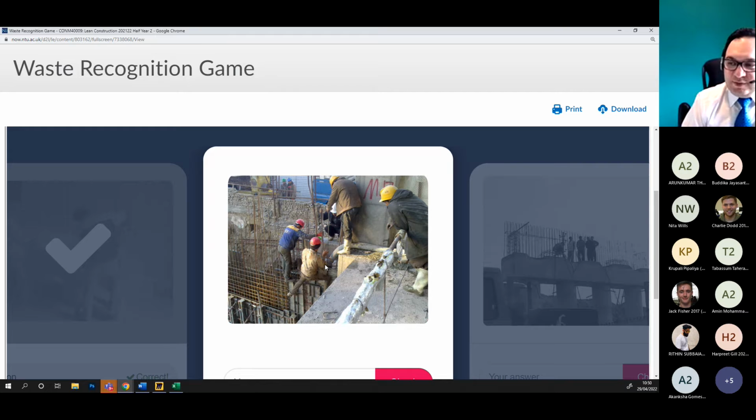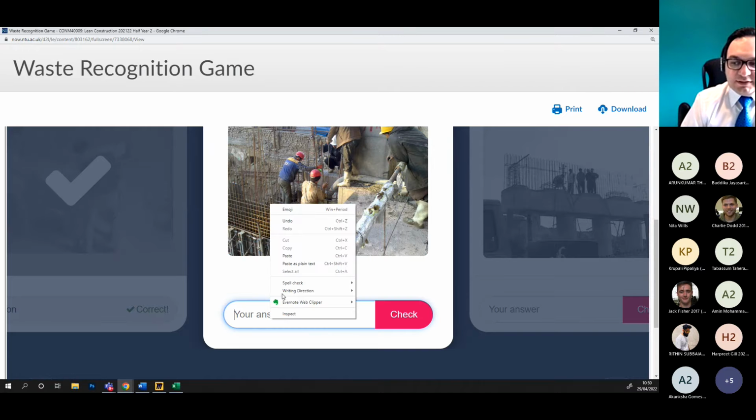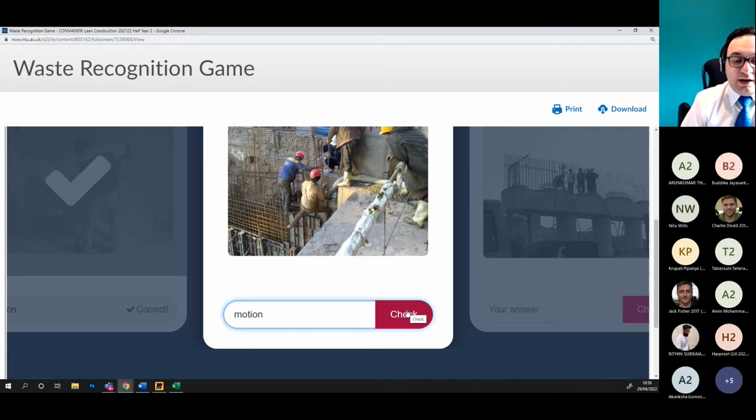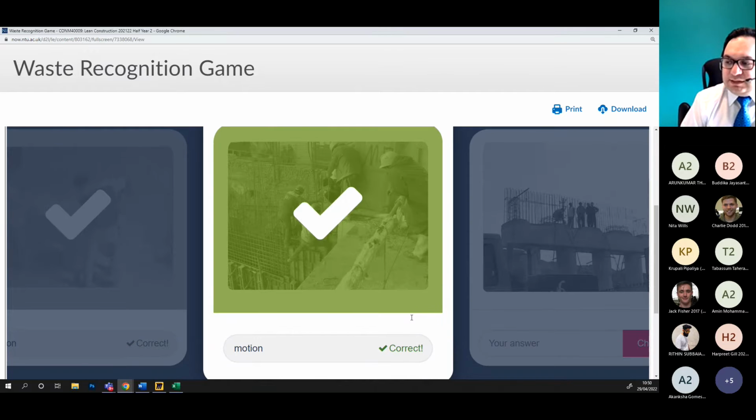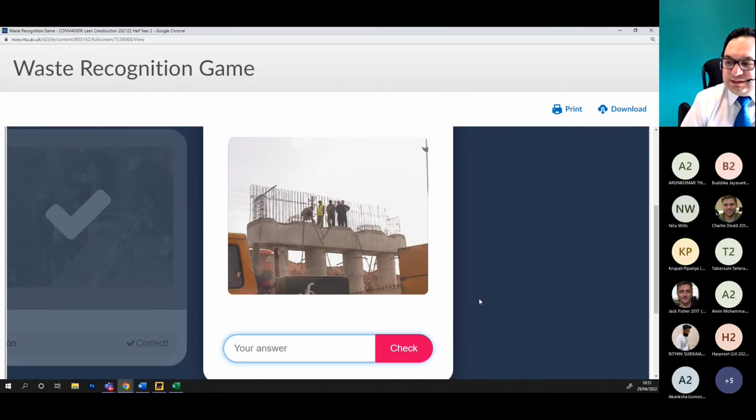So again, lots of things you can see here, but mainly health and safety issues. When you see a health and safety issue, most of the time it's motion based. Poor ergonomics is motion based. So motion is correct, and here is the last one. Very obvious, I believe.